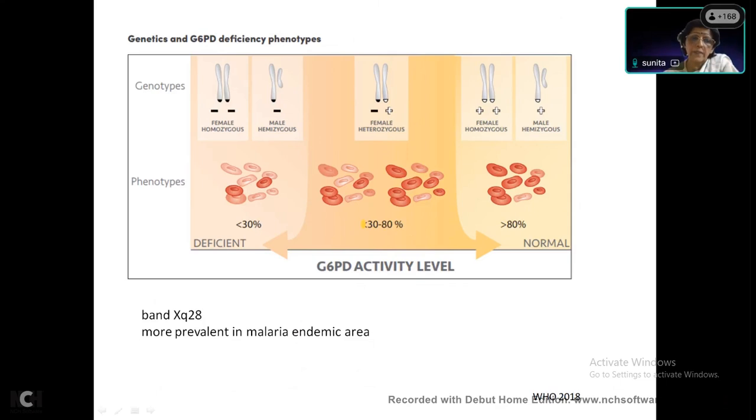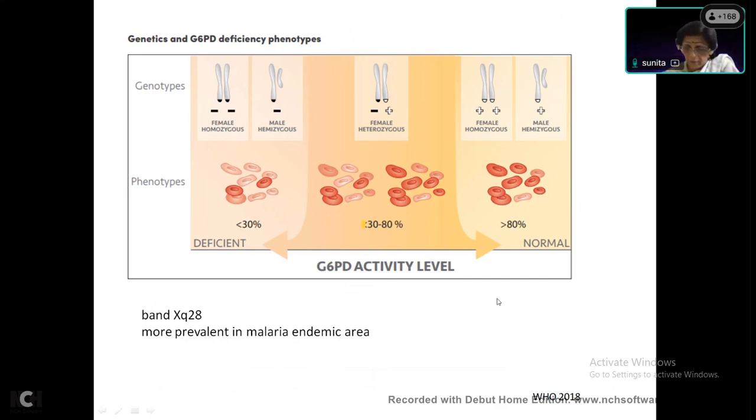The Lyon hypothesis says that inactivation of the X chromosome can occur very early during embryogenesis or in the late part. So it's a very wide range of G6PD activity, 30 to 80%. So it is difficult to pick a female heterozygous, but if it's less than 30%, it is clear-cut deficiency. If it is more than 80%, it is normal.